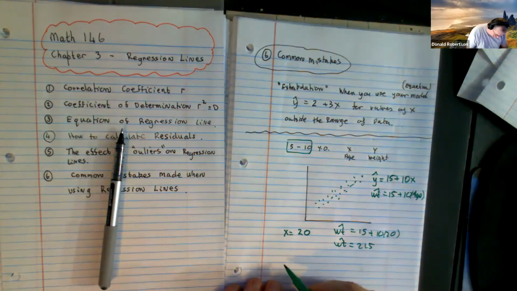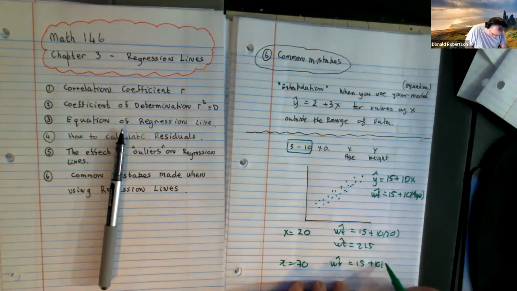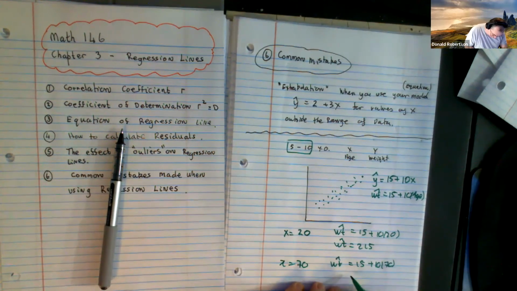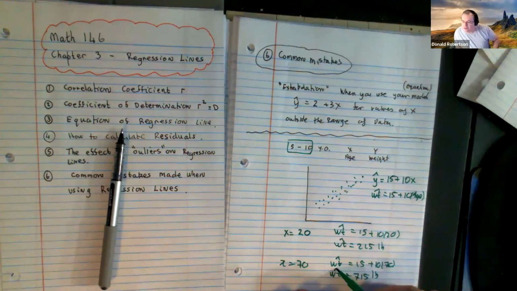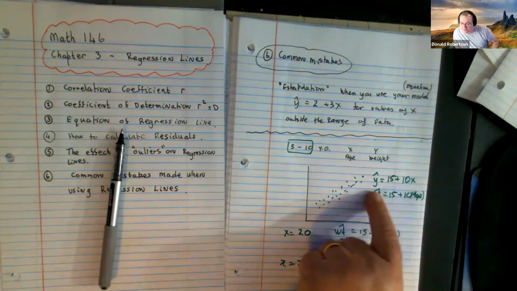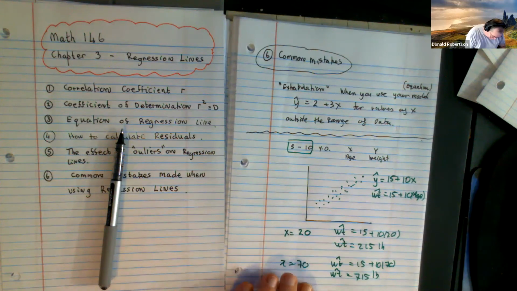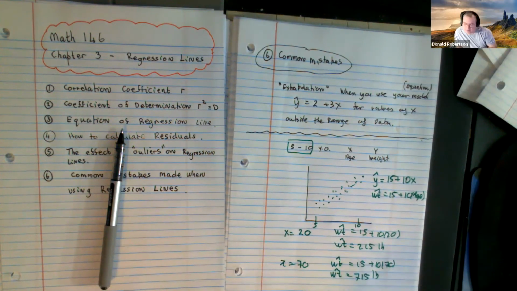So you use it for a 70-year-old, and the predicted weight now becomes 715 pounds. Do you see the effect of extrapolation, of using your model, your equation, to predict things that weren't from the original data? The original data was only collecting people from 5 to 10, right?